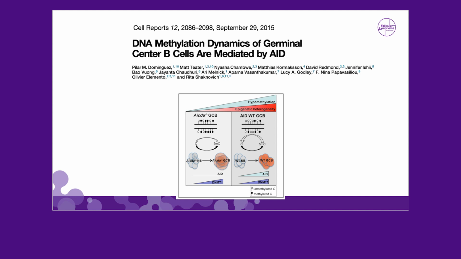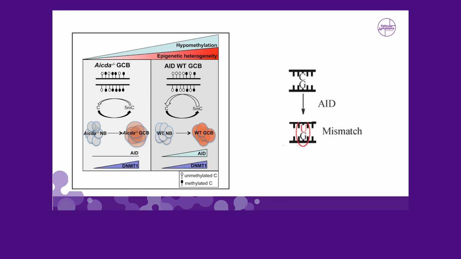And actually, when you know it, it's not surprising, because as I mentioned before, we have the C against G in the DNA. What the AID is doing is turning the C to U.